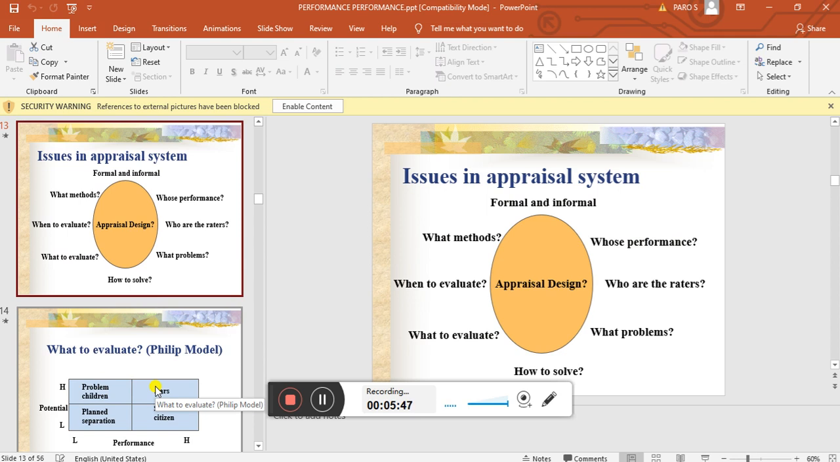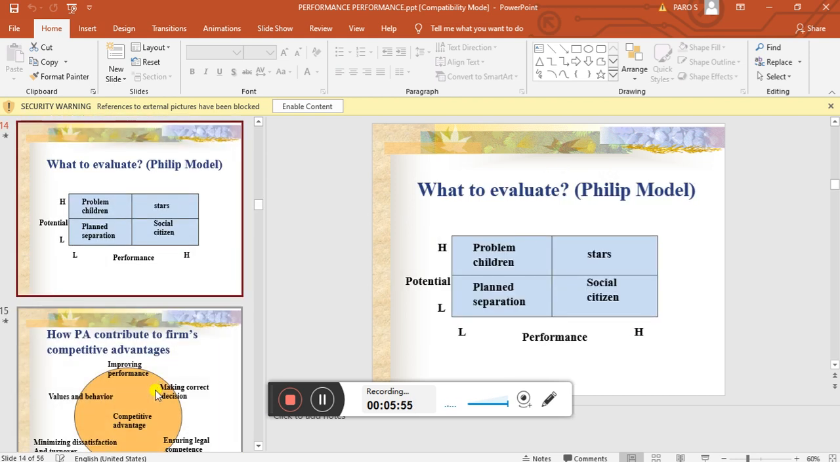Now, what are the issues in this performance appraisal system? There is a certain model which we call the Philip model: problem children, stars, planned separation, and social citizen. We have to make a 2 by 2 table. We have to measure according to potential and performance. If their potential is low, and of course the performance is low, then accordingly we can separate that particular employee from the company. We call it planned separation.